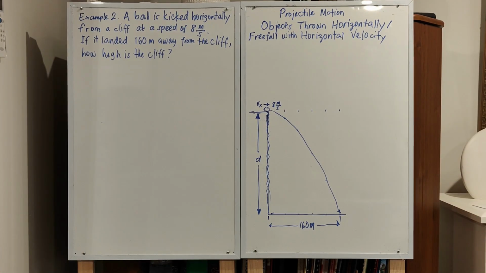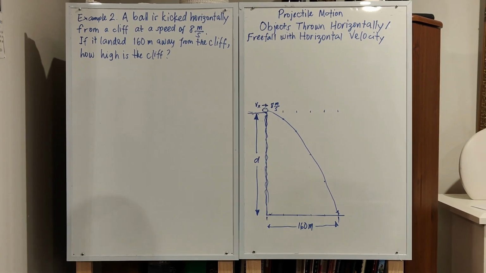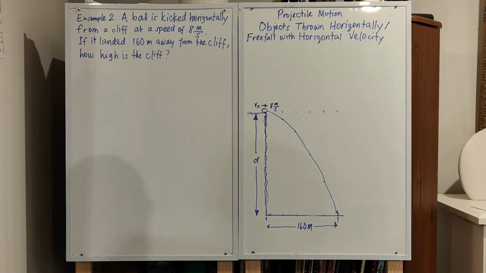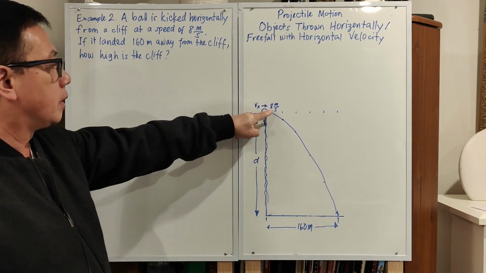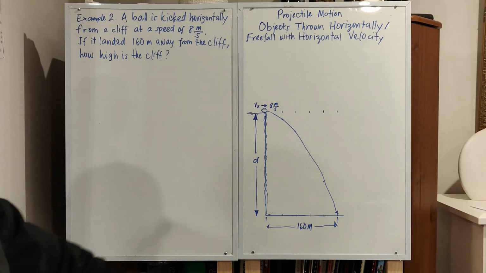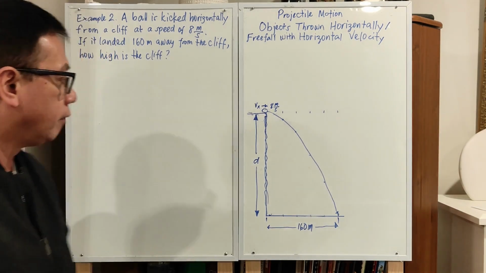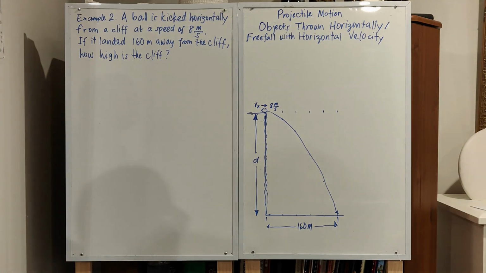We will now reverse the question. A ball is kicked horizontally from a cliff at a speed of 8 meters per second. If it landed 160 meters away from the cliff, how high is the cliff?